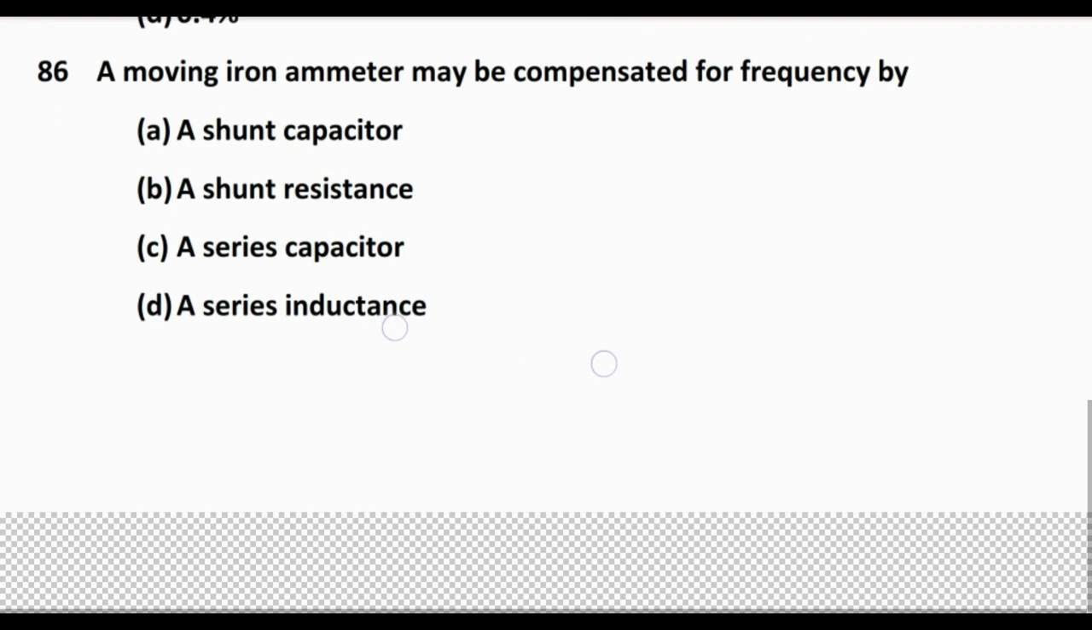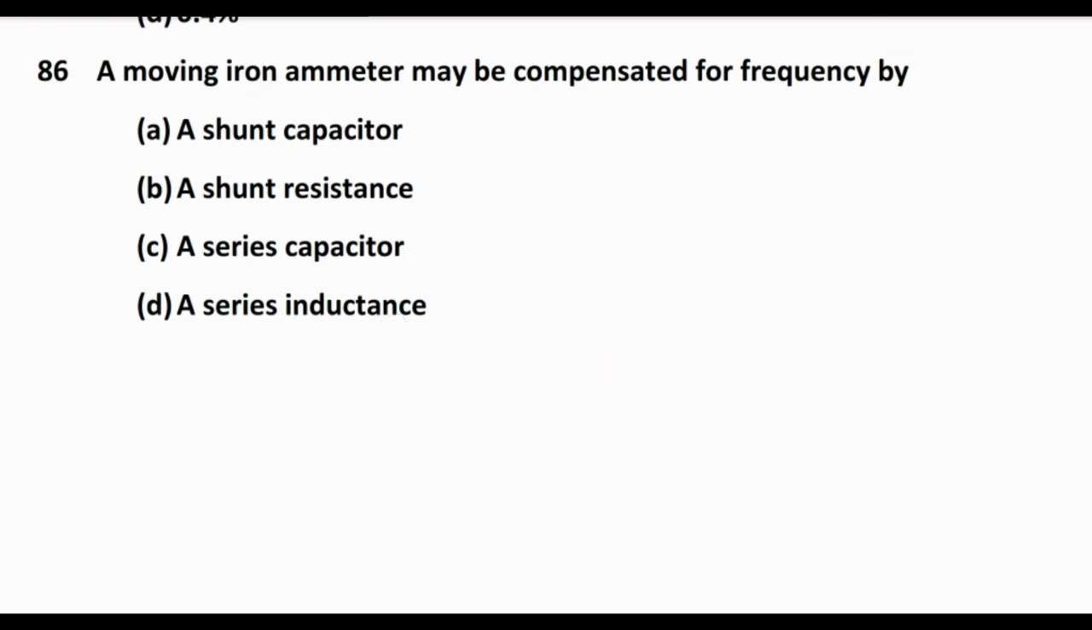Next question is, a moving iron ammeter may be compensated for frequency by dash. So this is the shunt capacitance. Shunt capacitor can be used to compensate a moving iron ammeter for frequency.